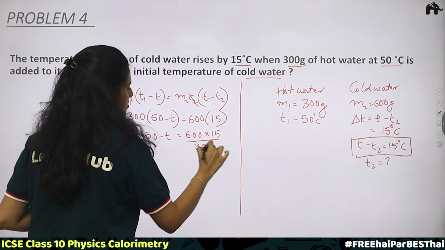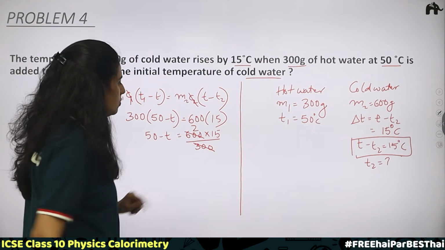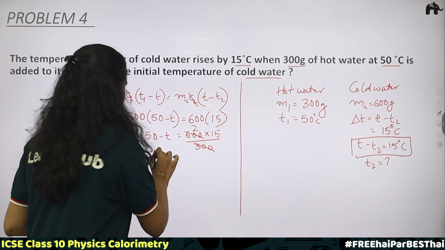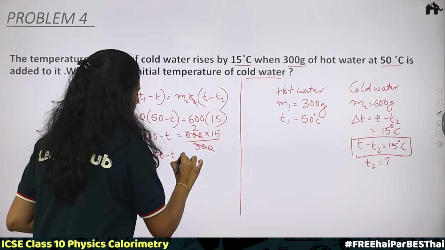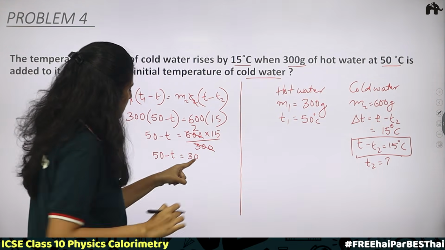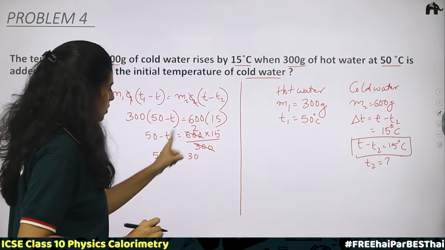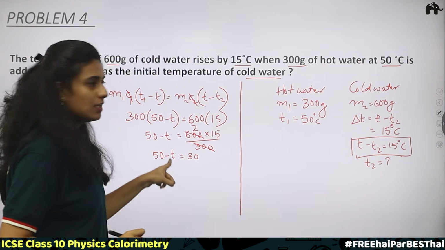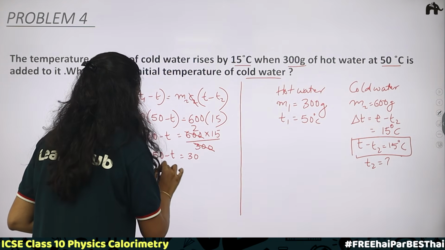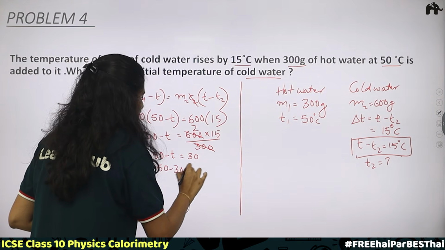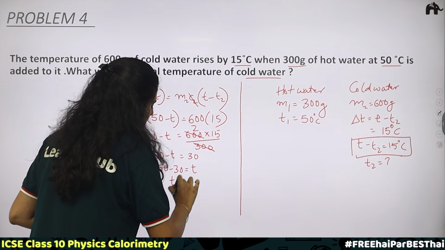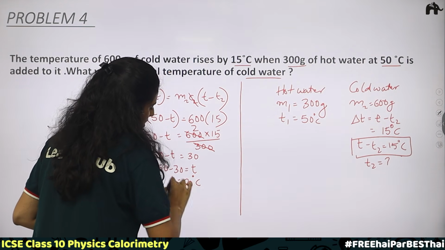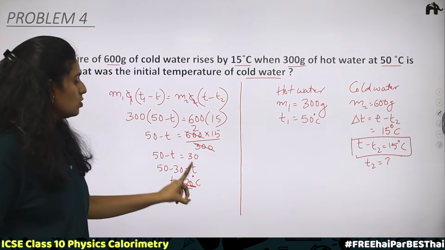divided by 300. Cancelling, here we get 2. 2 into 15, 30. 50 minus T is equal to 30. Taking this 30 to the opposite side and T to the opposite side. Here it is minus T, it becomes plus T. 30 becomes minus 30. Okay, 50 minus 30 is equal to T, which means T is equal to 20 degrees Celsius. Okay, T is 20 degrees Celsius.